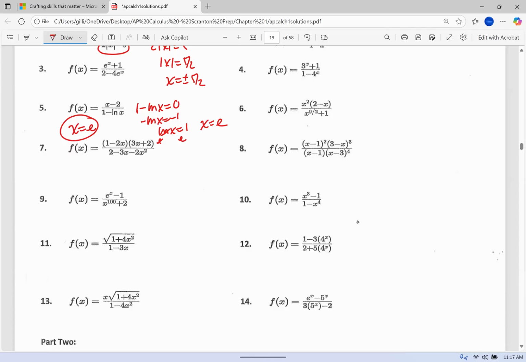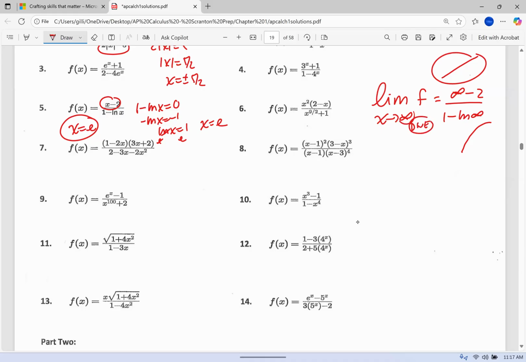The horizontal asymptotes, I'm going to take the limit as x goes to infinity of f, and that's going to be infinity minus 2 over 1 minus the ln of infinity. So if I just think about this as a linear function growing like that, this is exponential growing like that, I would say the top's going to win, so that will be a DNE. You can't go towards negative infinity for this function because you cannot take the ln of a negative. So that would not exist in that direction.